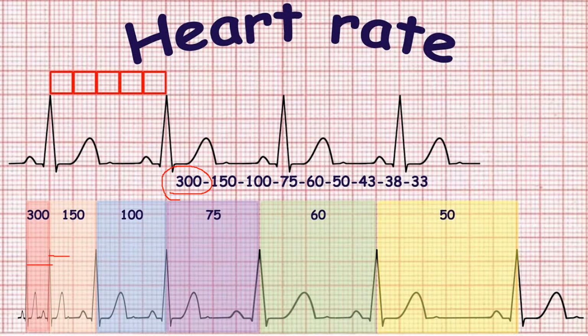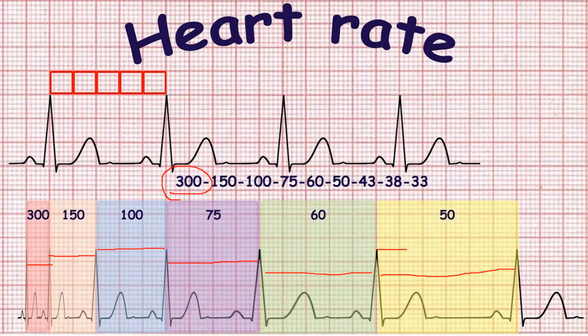Here it is 2, then it comes out to be 300 divided by 2, which is 150. Here it is 3 large squares in the RR interval, then it comes out to be 300 divided by 3, which is 100. In 4 it will be 75. In 5 it will be 60. In 6, if 6 large squares are there, then it will be 50. We have to measure it from the tip of the R wave.